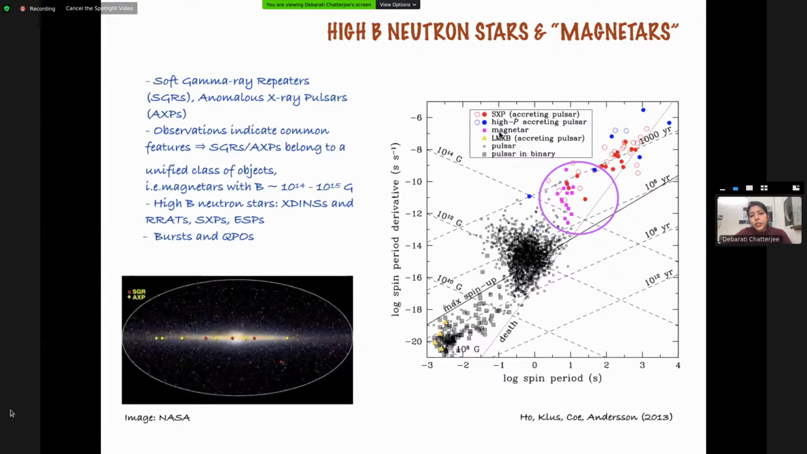Again, there are different classes of them. Some of them are soft gamma ray repeaters because they show repetitions in gamma rays. Some of them are anomalous X-ray pulsars because they show X-ray flares and outbursts and so on. But in general, the observations indicate some common features which indicate that they belong to the same class of objects called magnetars.